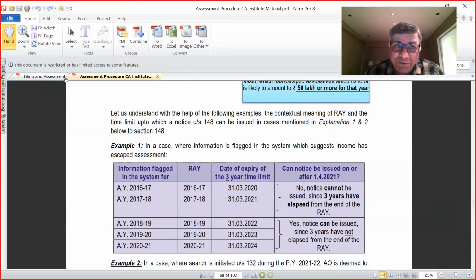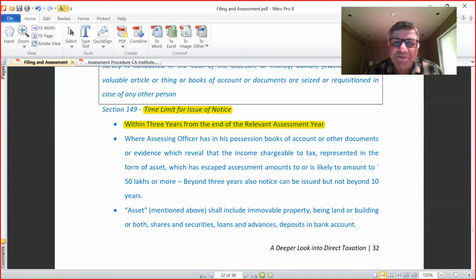Okay, now coming to whatever we were speaking. Wherever AO has in his possession books and other documents which reveal that income chargeable to tax represented in the form of assets, so remember, in the form of assets, which has escaped the assessment or is likely to amount to 50 lakhs or more, then you can go for beyond the 3 years up to 10 years.